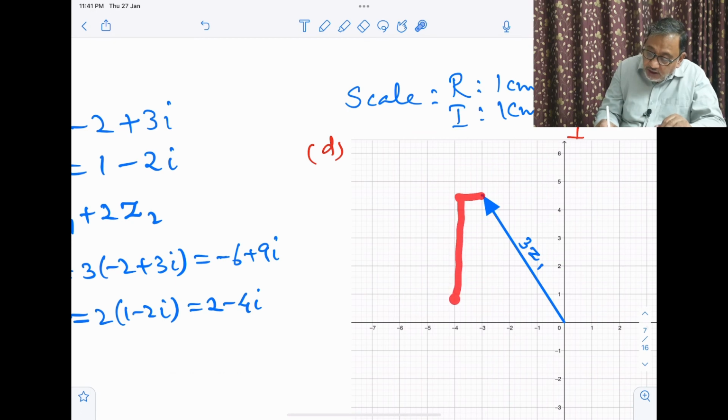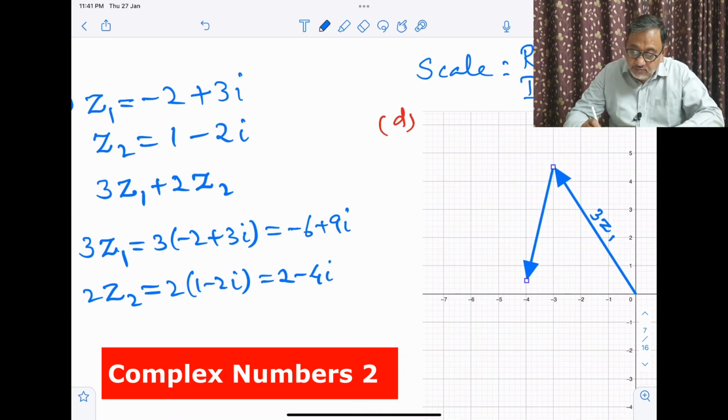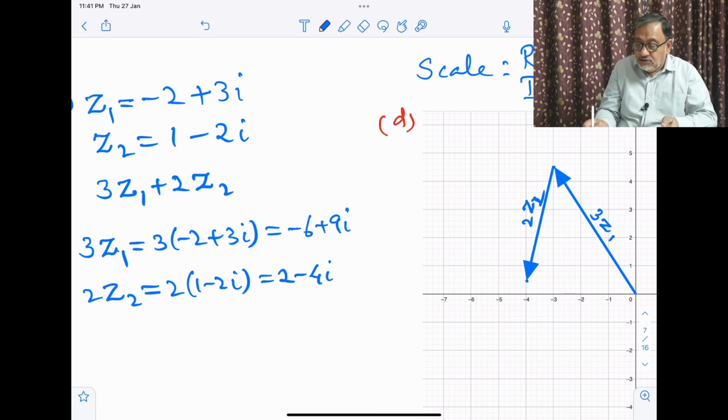So I'll go to 0.5 because from 4.5 we are coming down 4 units. So I'll be 1 unit here and 4.5 units down, so 0.5 units from the real axis. Okay. So this is my final position. Let us mark it by the arrow. This is my 2z2. And this is my final position.